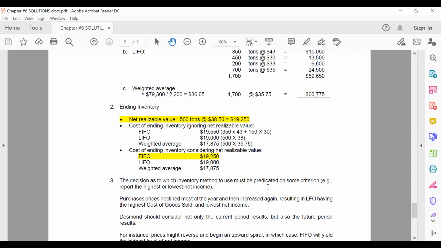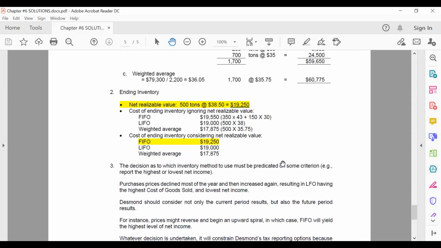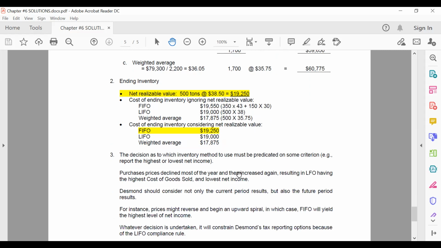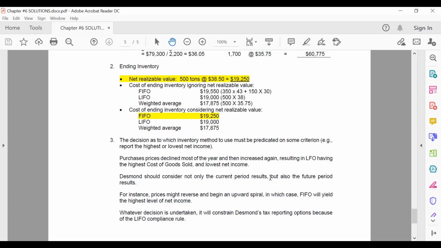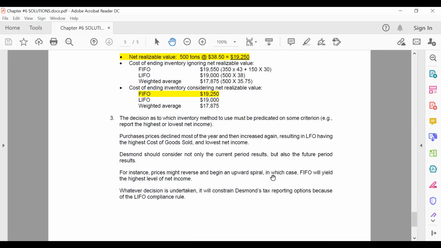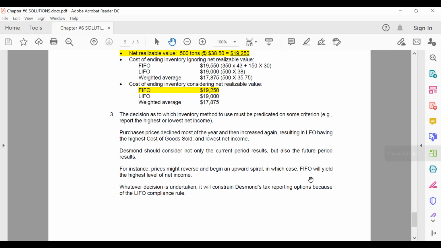And then as far as the discussion, you've got to have criteria, and you can talk about the change in prices here. The company needs to consider not only the current results, but the future results. And remember, whatever decision they make, they've got to consider the LIFO conformity rule or the LIFO compliance rule.